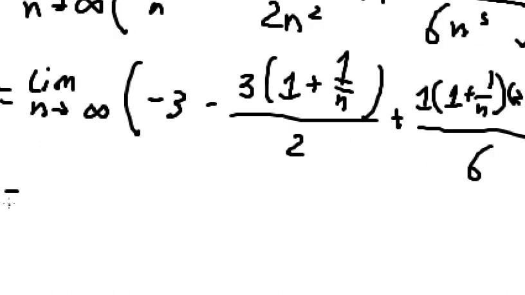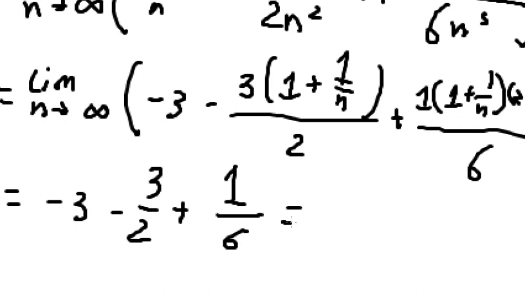So if we simplify, you get negative number 3 over 2 plus 1 over 6. And we have number 2, not number 1 here. So this one you get negative number 25 over 6.